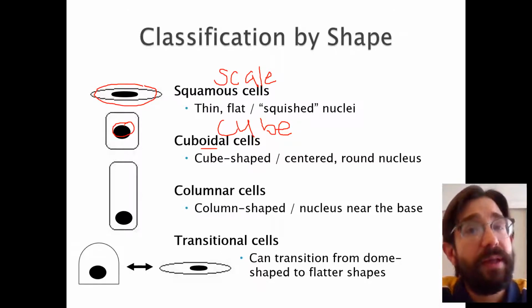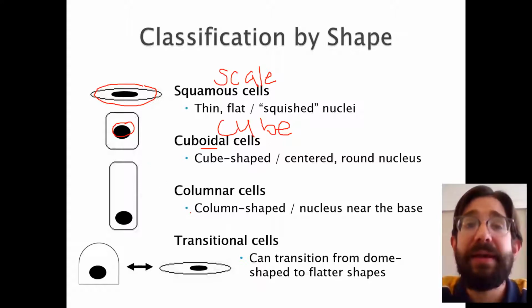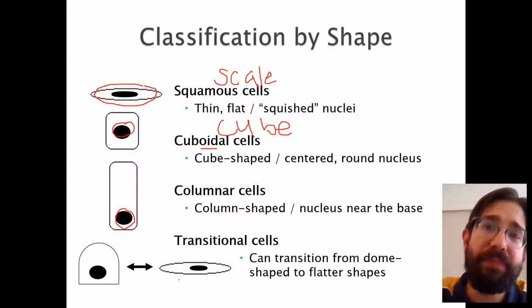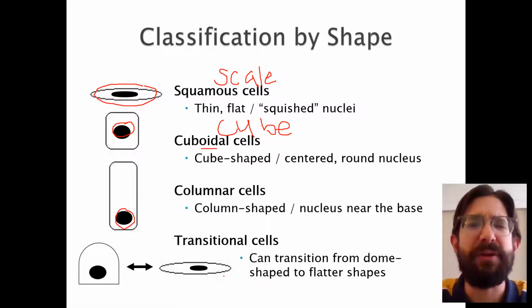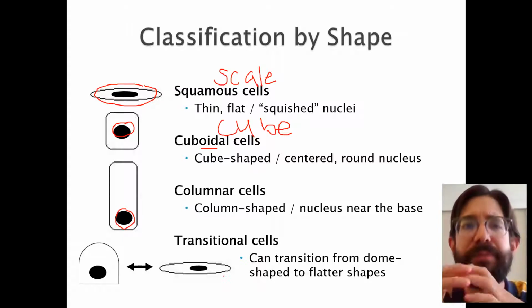And that's important because the next type of cell shape is columnar. These are shaped like columns, but the nuclei usually sit near the base. So that helps distinguish them from cuboidal cells. And then one other shape of cell you can see is called a transitional cell shape. And these cells, as the name implies, can transition from dome-shaped to kind of a flatter, squamous-y shape.